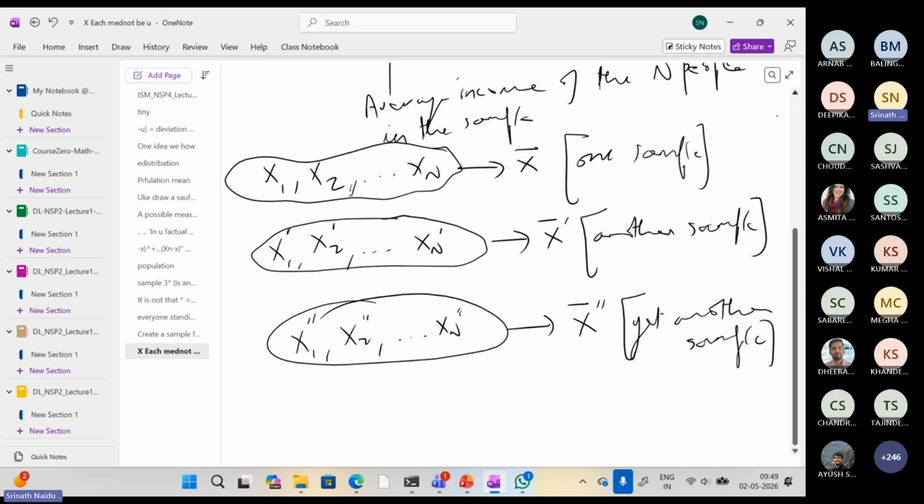Whereas the population mean could have been to the right of xn, could have been to the left of x1, could have been somewhere in the middle, could have been anywhere. But the moment I use x1 through xn to compute the sample mean, it now has a relationship to the data. It can't lie anywhere. So you have lost a degree of freedom. To account for that, in the mathematical way we do, we divide by n minus 1.